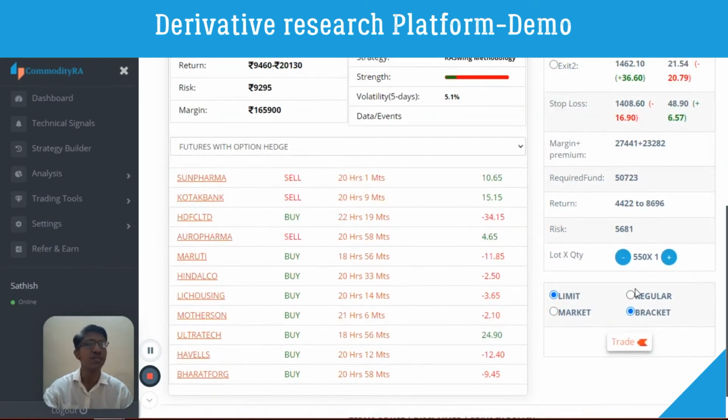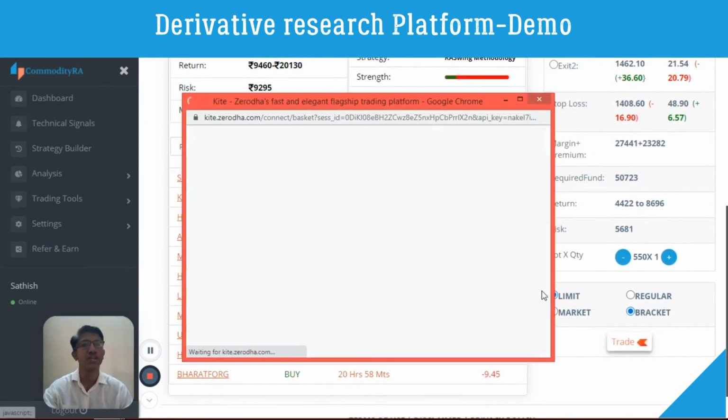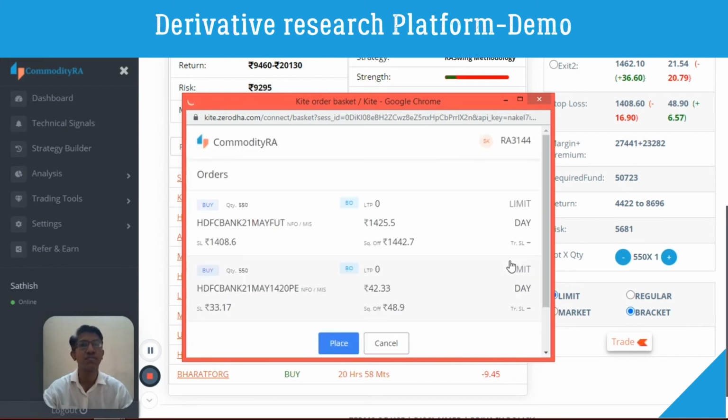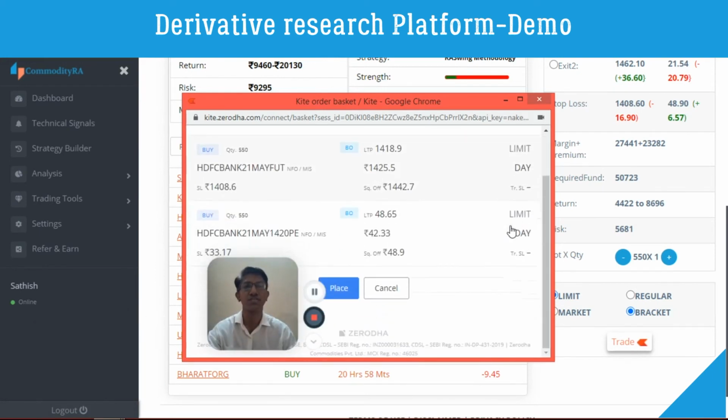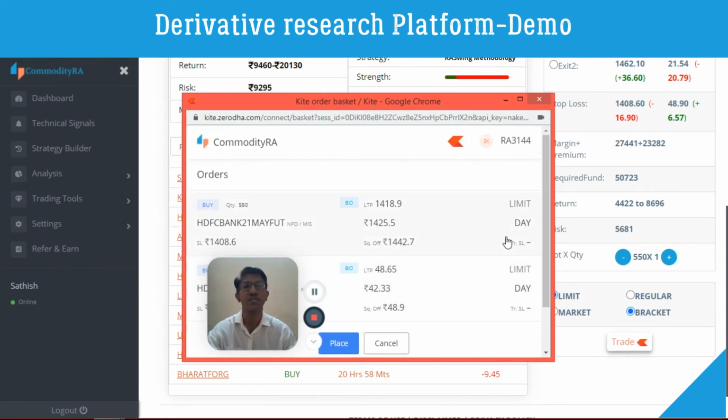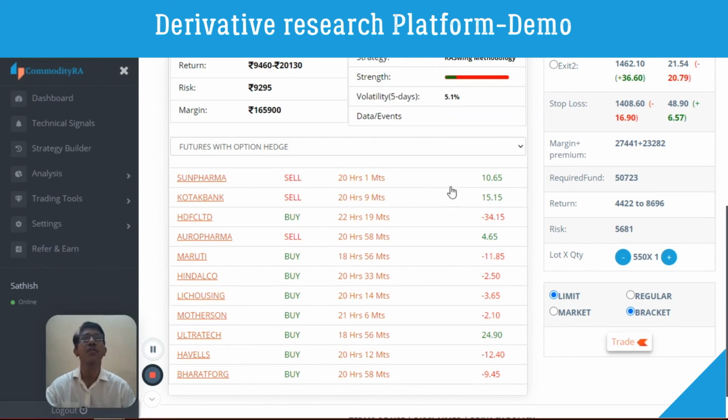Just like the same, you can also place regular orders and bracket orders. There are two orders: one is a future contract, the other one is an option contract. You need to place the option contract first, because only then do you get the benefit of the hedging margin advantage. One should understand these are approximate figures and monitoring is always required, but it helps one generate standard returns on a portfolio.